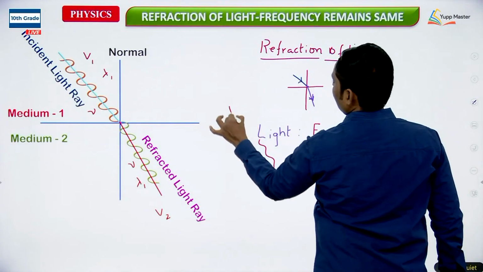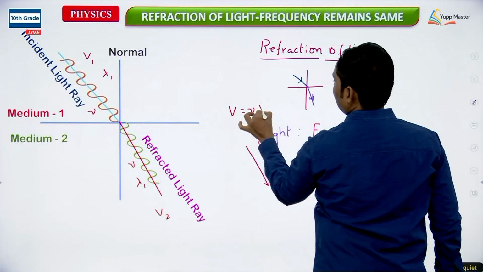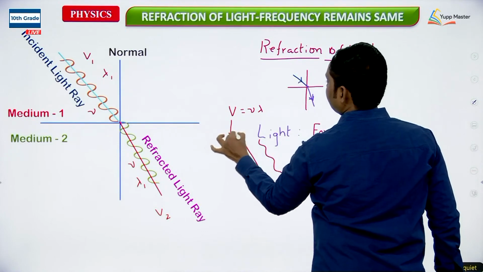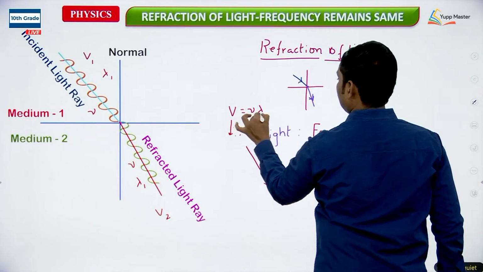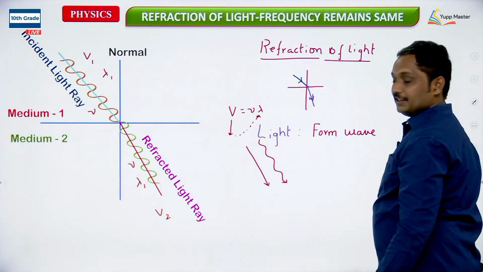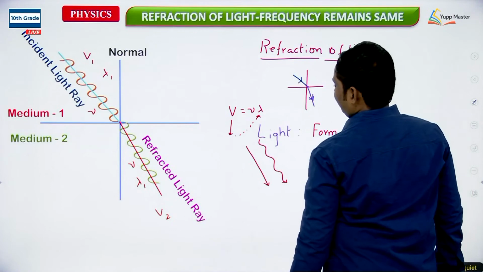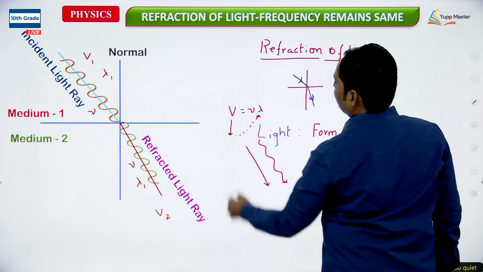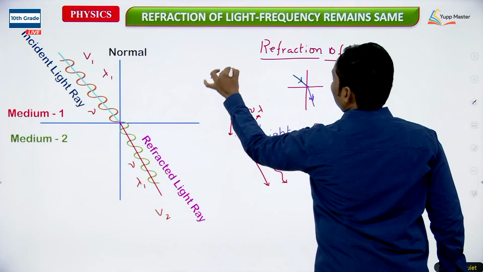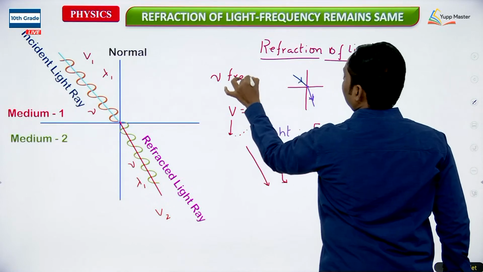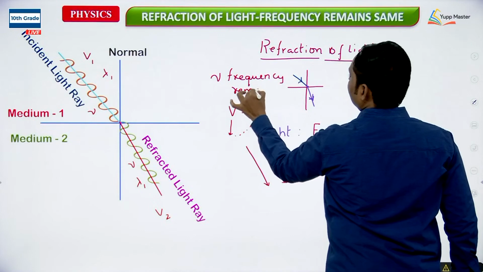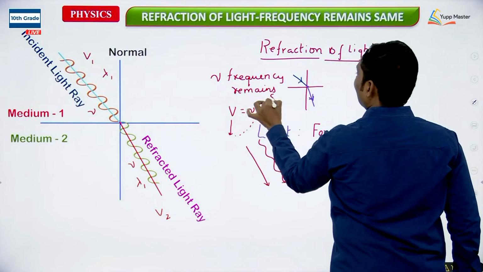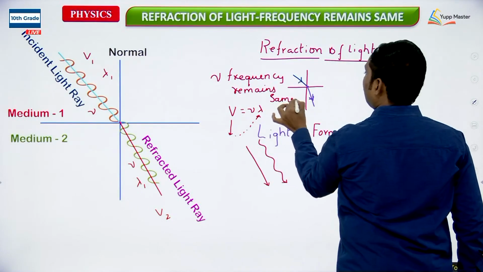Yes, you know V is equal to nu lambda. So V changes, lambda is also going to change, very clear. At the same time, if you talk about frequency, nu remains the same. It is very clear.